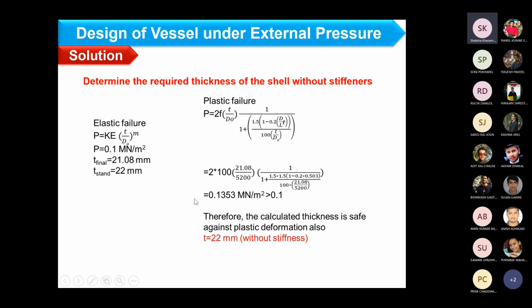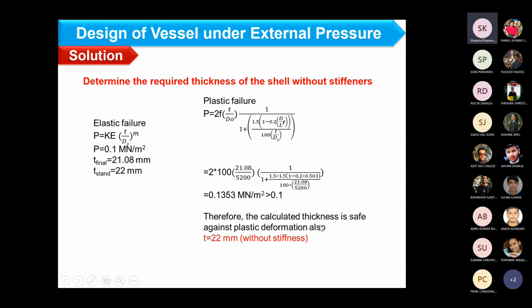So considering all these parameters, you can find this P, which is coming as 0.1353 mega Newton per meter square, which is more than 0.1 mega Newton per meter square. It means the plastic failure will occur at more pressure than the design pressure, and you understand that the design pressure is not exceeded in any condition. Okay, of course some instrument failure may occur, that is possible, but knowingly this pressure won't increase. So plastic failure will occur at more pressure.